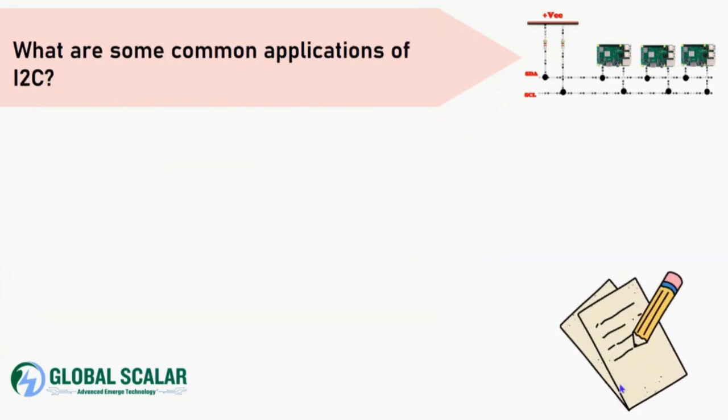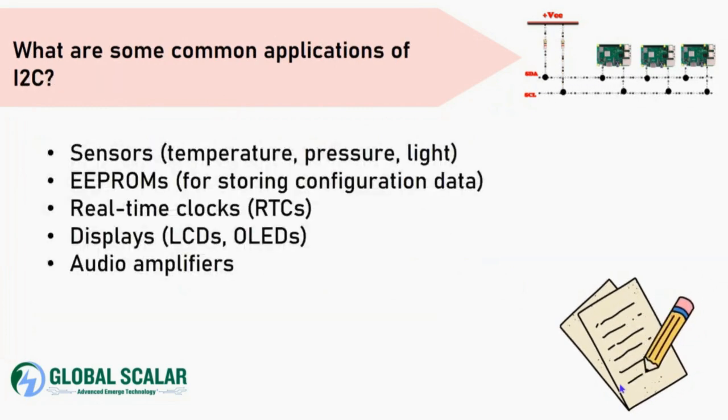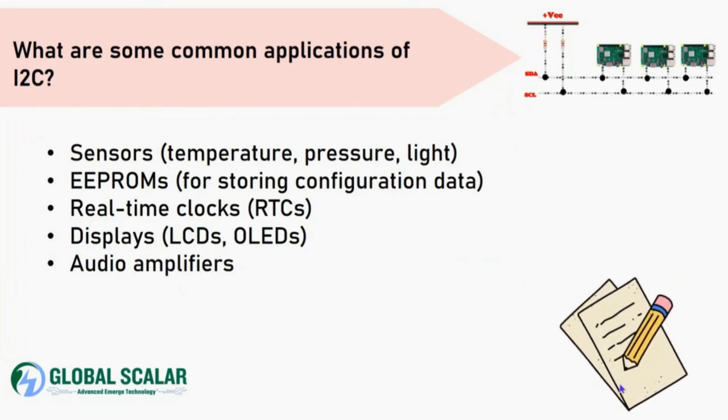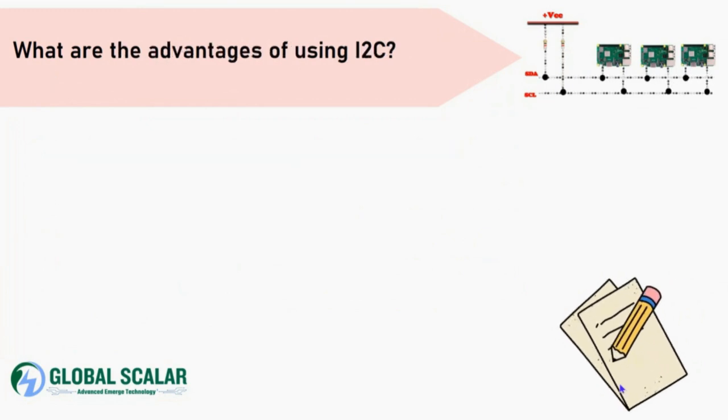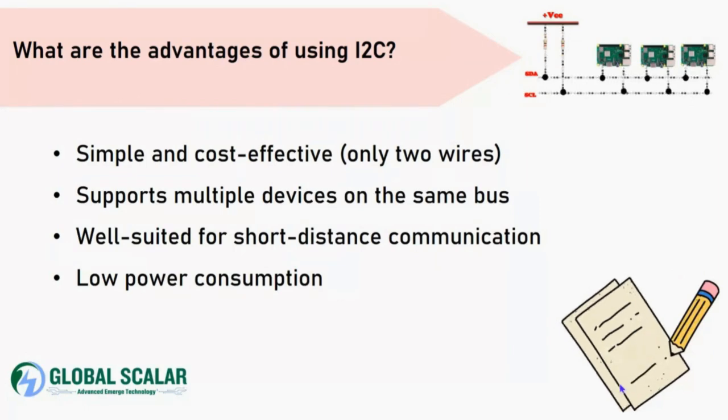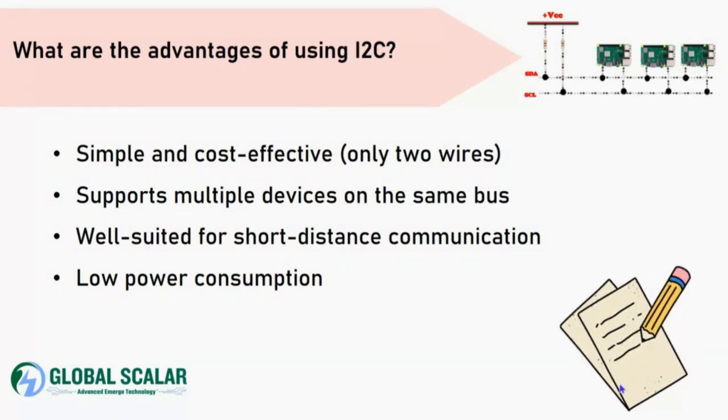What are some common applications of I2C? Sensors, EEPROM, real-time clock, displays, and audio amplifiers. What are the advantages of using I2C? It is simple and cost-effective, supports multiple devices on the same bus, is well suited for short-distance communication, and has low power consumption.